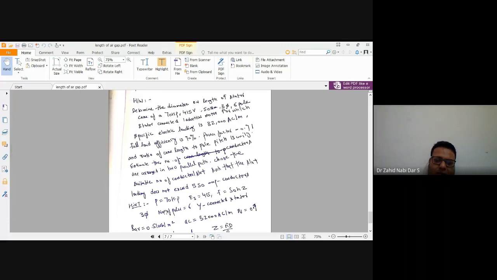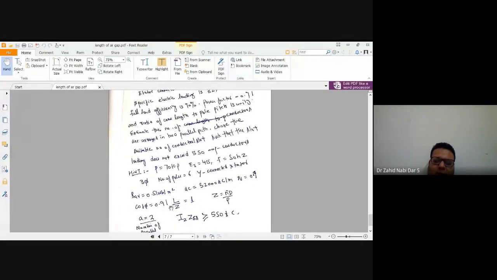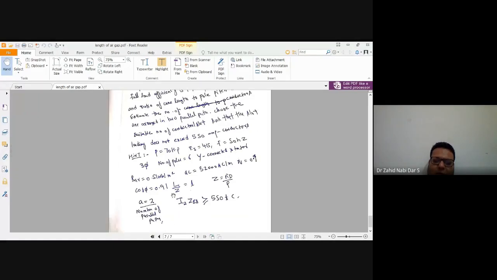So B_av is equal to 0.51 Weber per meter square. Ampere conductors are 32,000 ampere conductors per meter. Your efficiency of 90% means 90 by 100, so that would be 0.9. Your power factor cos phi, they have given 0.91. Your L by tau ratio is 1. Tau is pi D by P. And your a is equal to 2, the number of parallel paths. Now the loading I_z by Z_s has to be less than 550 ampere conductors.